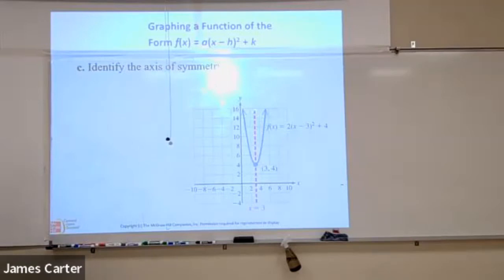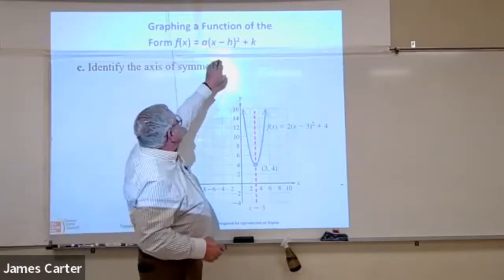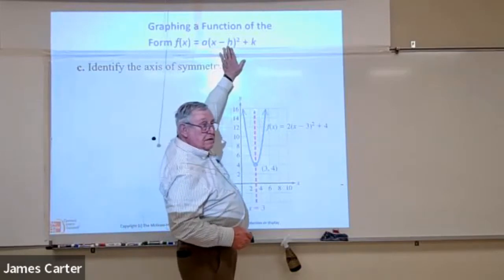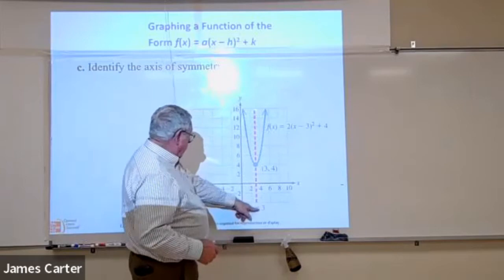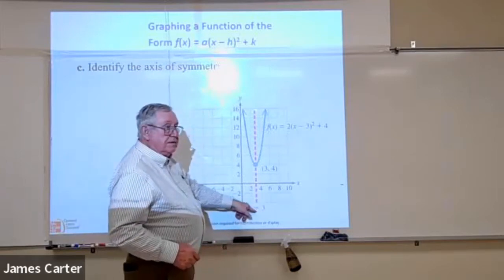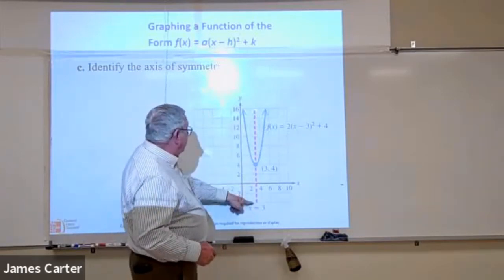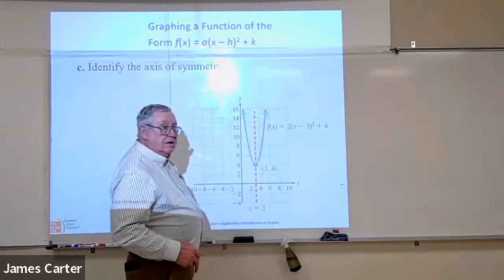Symmetry, axis of symmetry. Again, that comes from this opposite of sign. That gives you the axis of symmetry. X equals 3 in this case. It's just a simple statement of what is the x value. Okay.